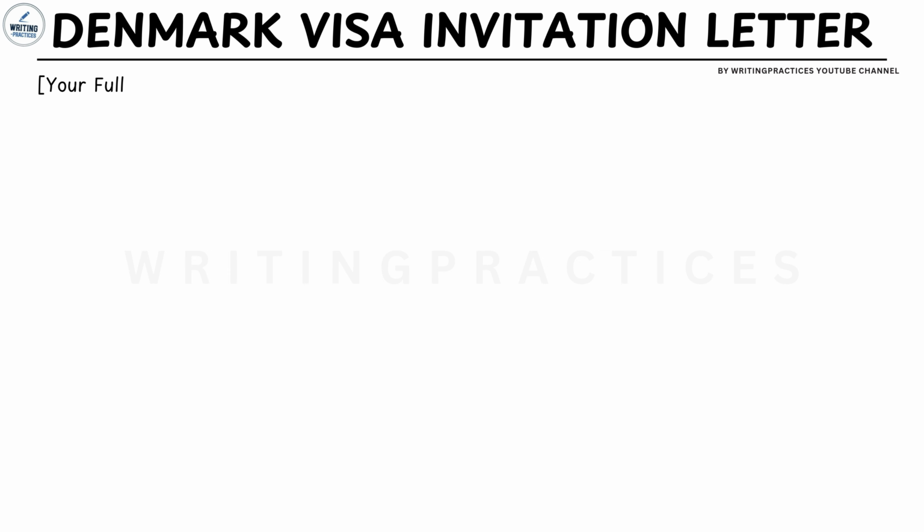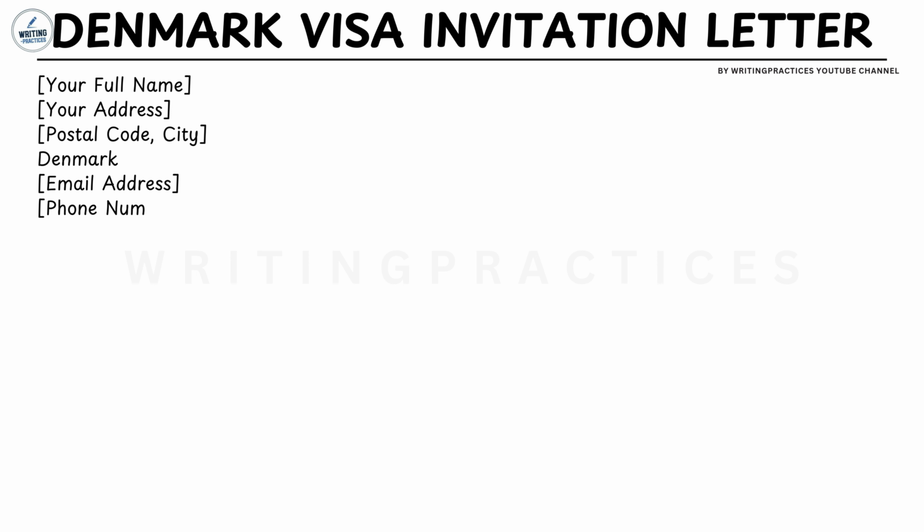Sender's information. The first section of the letter introduces you, the sender. Start by writing your full name, followed by your address, including your postal code and city in Denmark. After that, include your email address and phone number. For example: your full name, your address, postal code, city, Denmark, email address, phone number. This information helps the visa officer identify you as the host and allows them to contact you if they need further details.